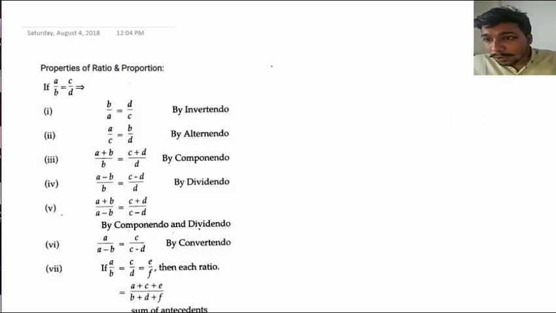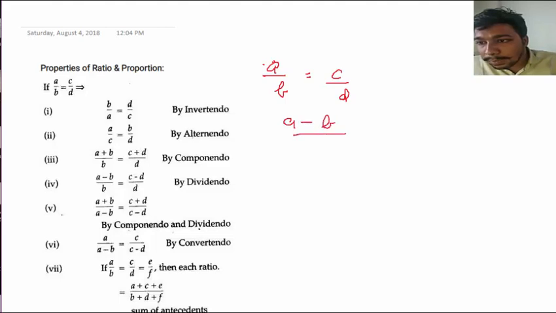Dividendo. So what is dividendo? Like in the case of componendo, we have added denominators to the numerator. Now we are subtracting denominators from the numerator. For example, we have A by B equals C by D. So we are subtracting B from A, B remains as it is, then D from C, then D remains as it is. This is known as dividendo.